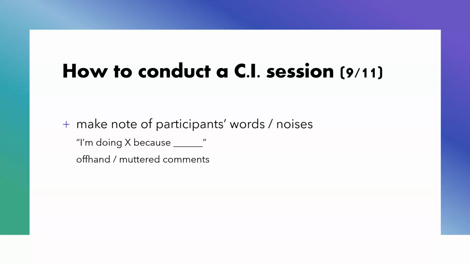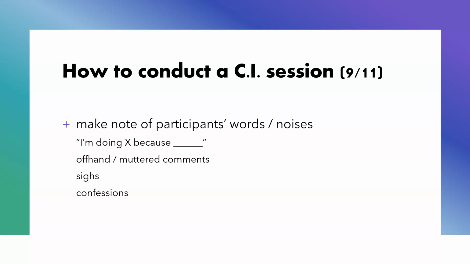Also as revealing are some offhand or muttered comments. Like, oh yeah, this thing. Oh no, this again. I hate this. Oh yeah. Whatever it might be. Those muttered things, some sub-vocalizations people don't even realize they're saying sometimes. These can be really, really interesting. Things like sighs. Is a sigh ever good?